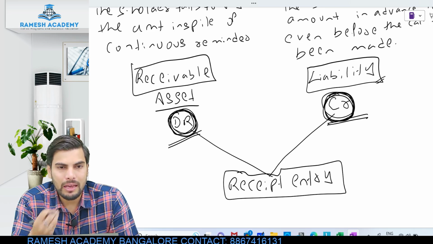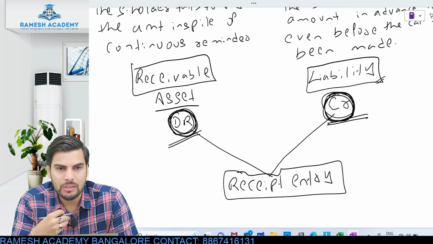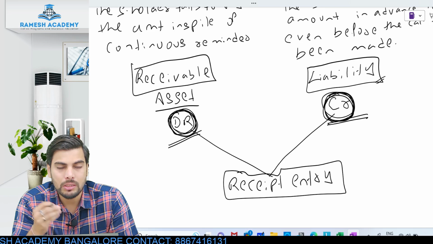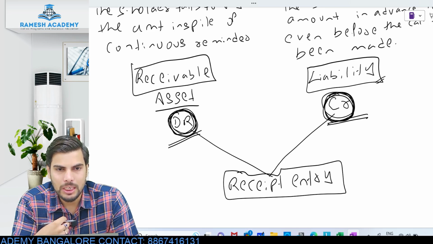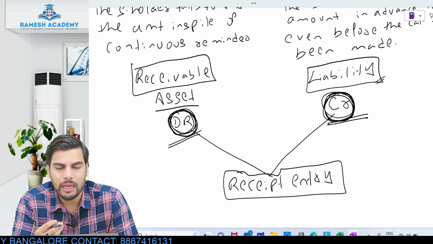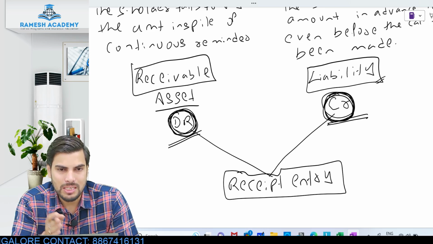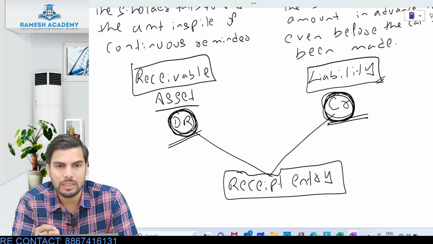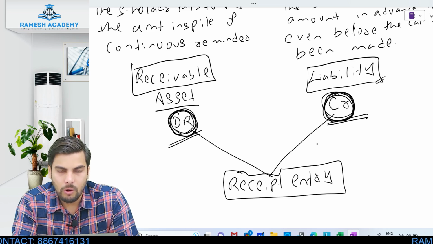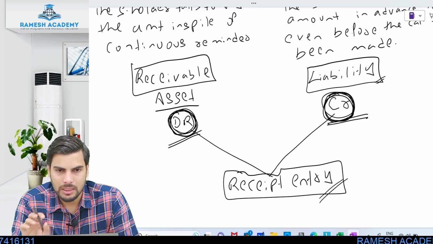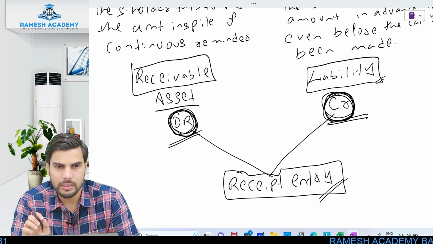Correct? So when will I realize that there is some amount which is in arrears, or there is some amount which I have received in advance? The moment I actually receive the amount. That is the point wherein I realize that there is some amount which is still pending, or there is some amount which I have received in advance. So that's why for calls in arrears and calls in advance, the effect has to be given while passing the receipt entry only. Hope you guys understood this.